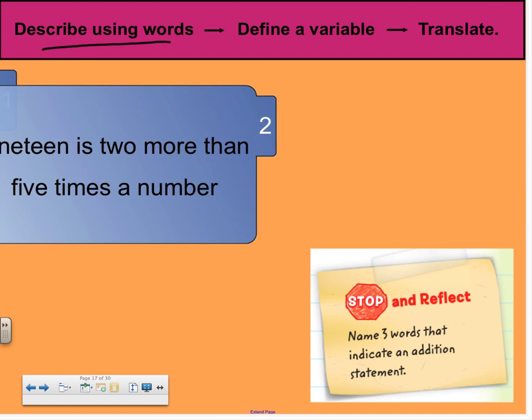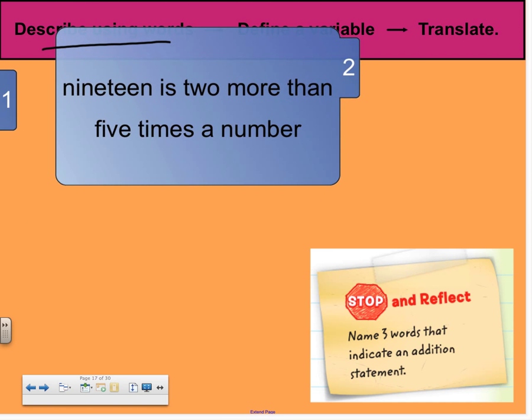This second example is a little bit like example 2 in your book. It's written just a little bit backwards, a little bit different. So let's focus. 19 is 2 more than 5 times a number. I would like you to write that one down somewhere in your margin. How are you going to write that one down? Break it down. Translate those words. We've described it using words, we've got to define a variable, and now you're translating.